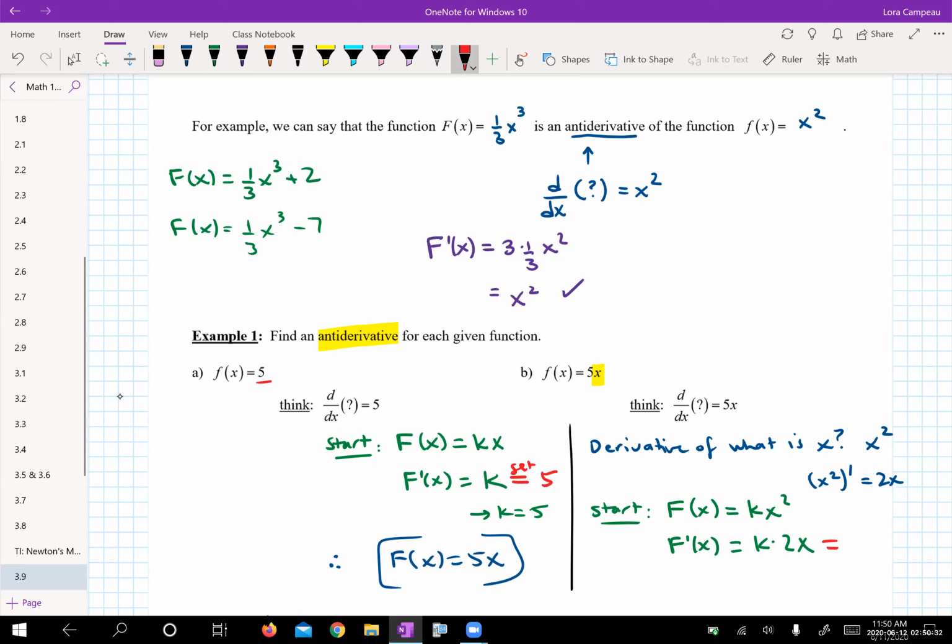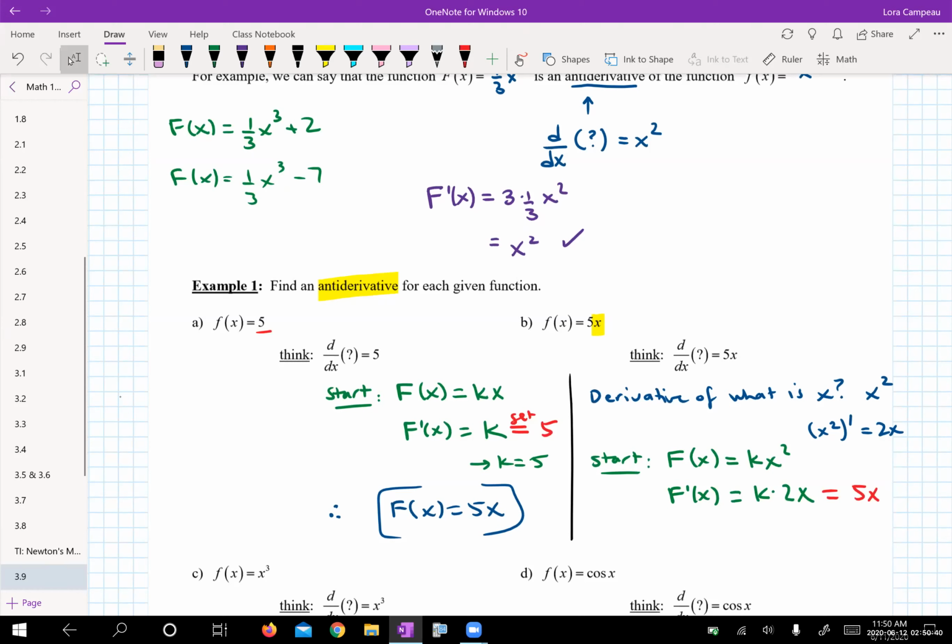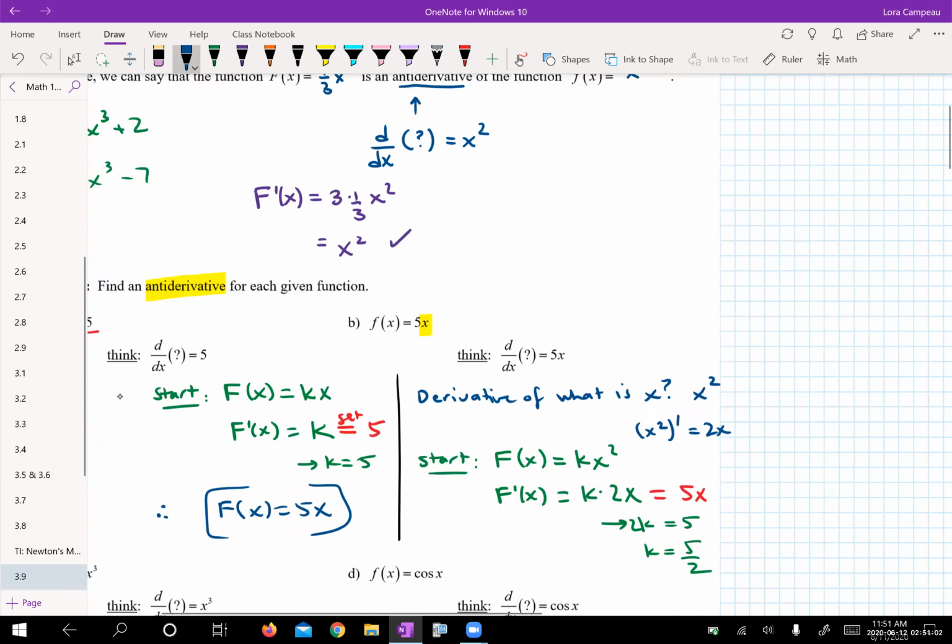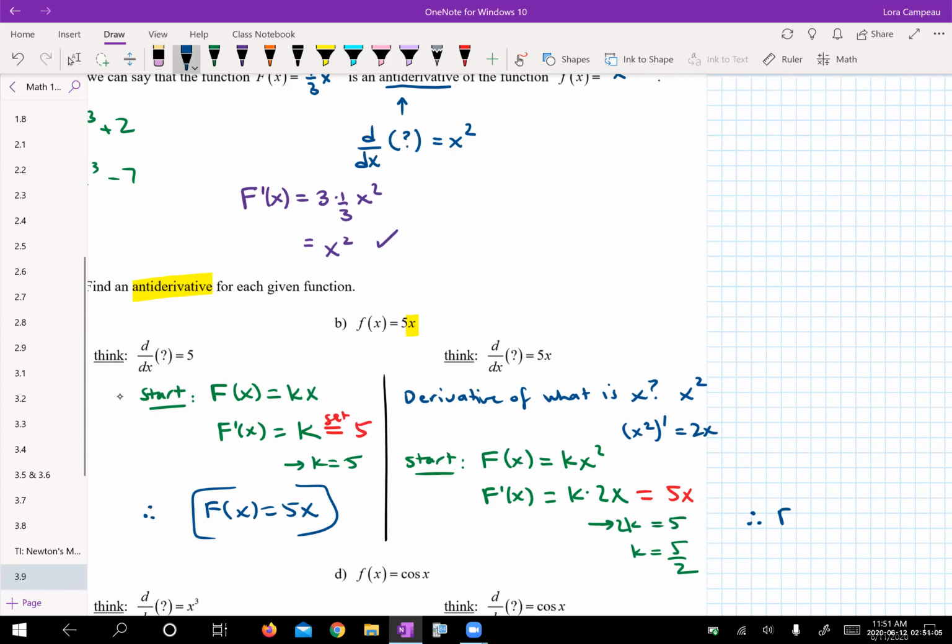Now I'm going to set it equal to what I want. I want to set it equal to the f of x, or lowercase f of x. And this allows us to solve for k. You can notice that if we're solving for k, the x's will divide out. So we get k times 2, or 2k, equals 5. And if you solve for k, we get k equals 5/2. So then we know what our function is. Capital F of x is equal to k, which is 5/2, times x squared.